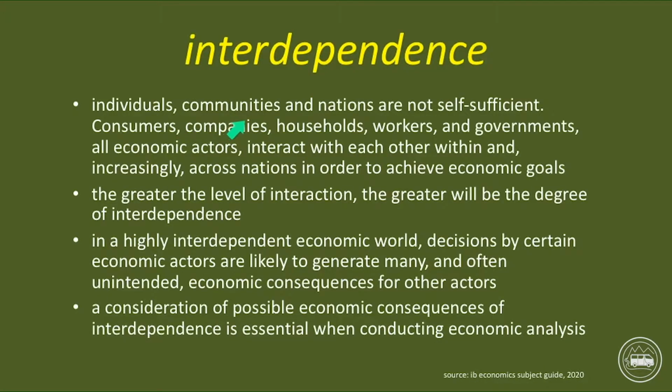So individuals, communities, and nations are not self-sufficient. Consumers, companies, households, workers, and governments, all economic actors, interact with each other within and increasingly across nations in order to achieve economic goals. So what happens in one country affects another country. The greater the level of interaction, the greater will be the degree of interdependence. Pretty cool. In a highly interdependent economic world, decisions by certain economic actors are likely to generate many and often unintended economic consequences for other actors.